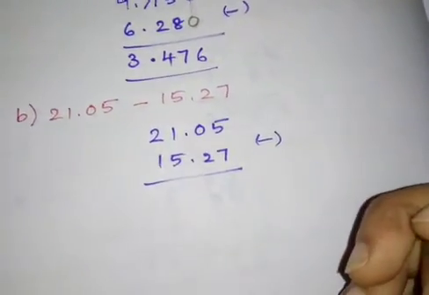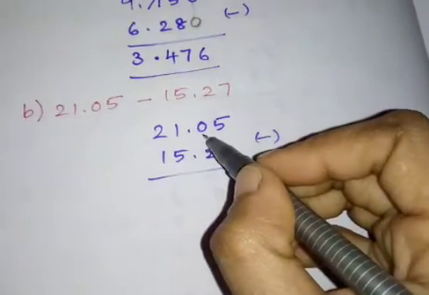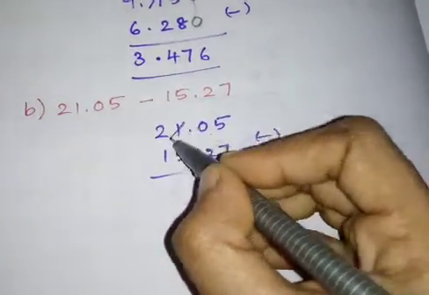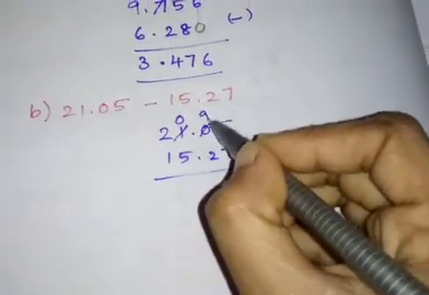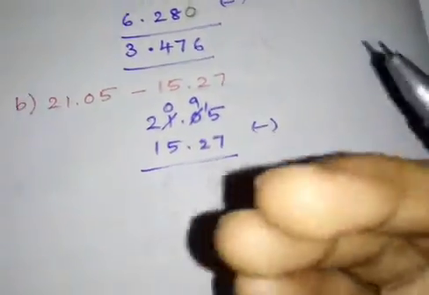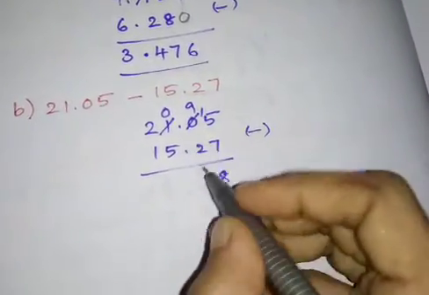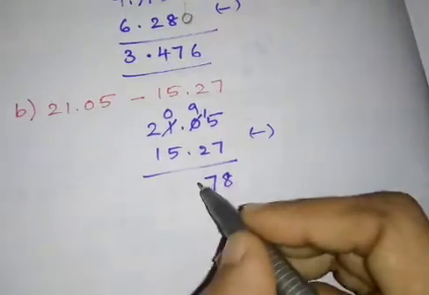5 minus 7, can we do that? No. So what you'll do, you'll borrow here. Here also not possible. Borrowing here, 0 will become 9, 1 above. 5 has become 15. 15 minus 7 is what? 8. 9 minus 2, 7.